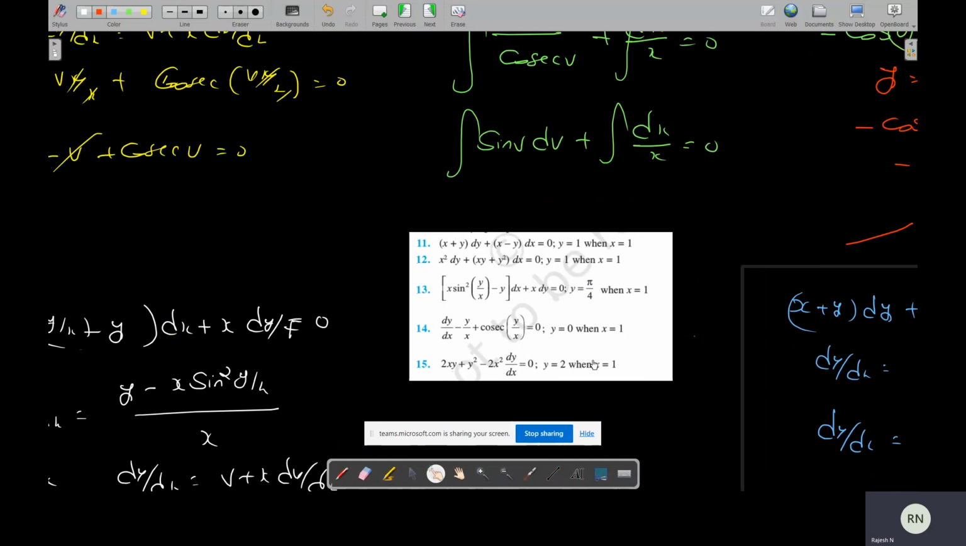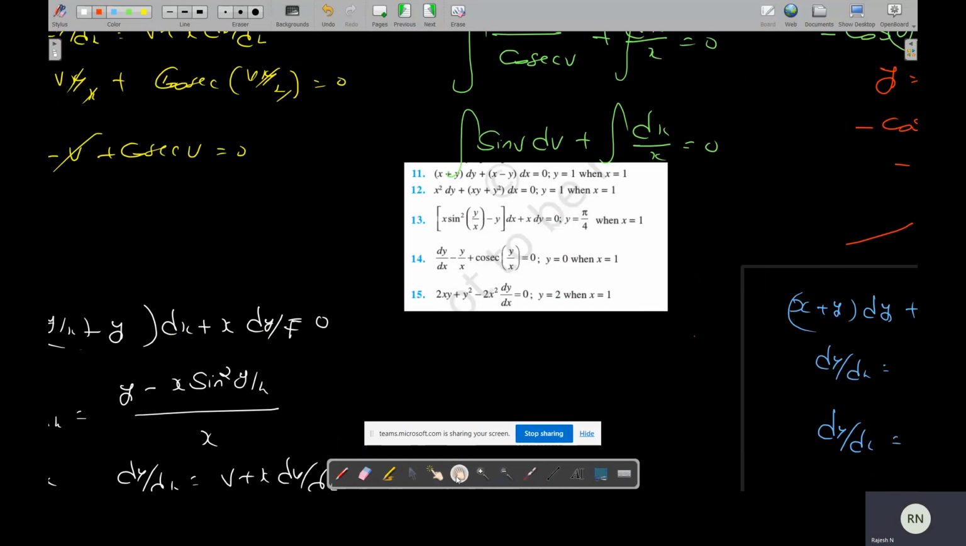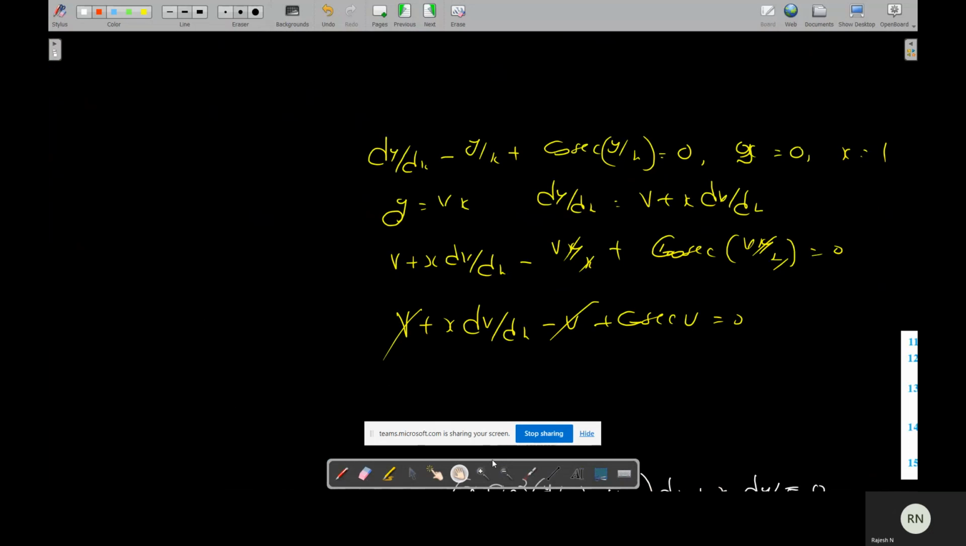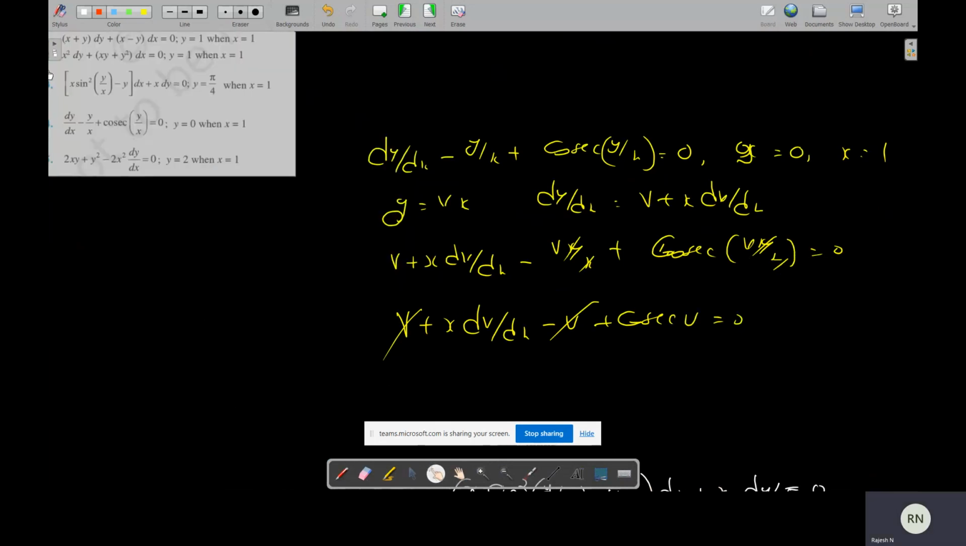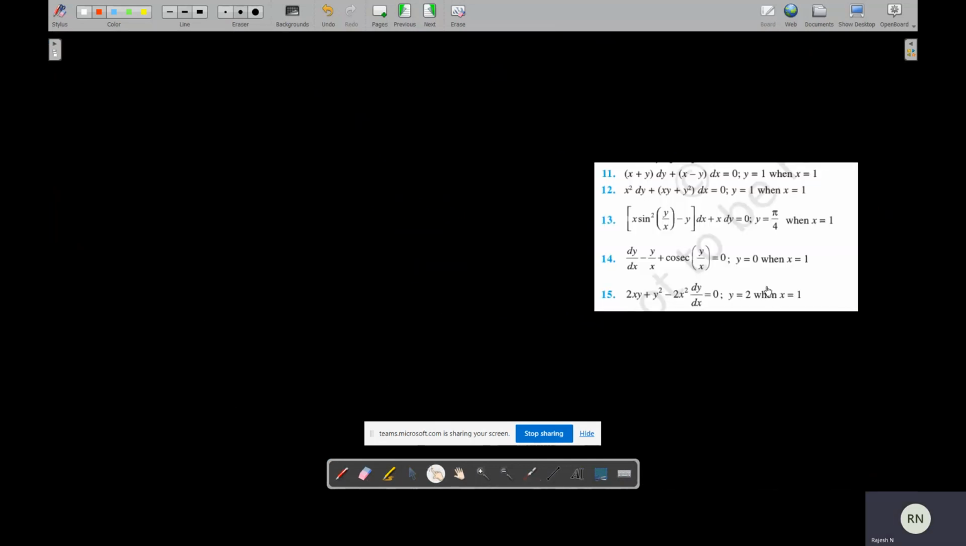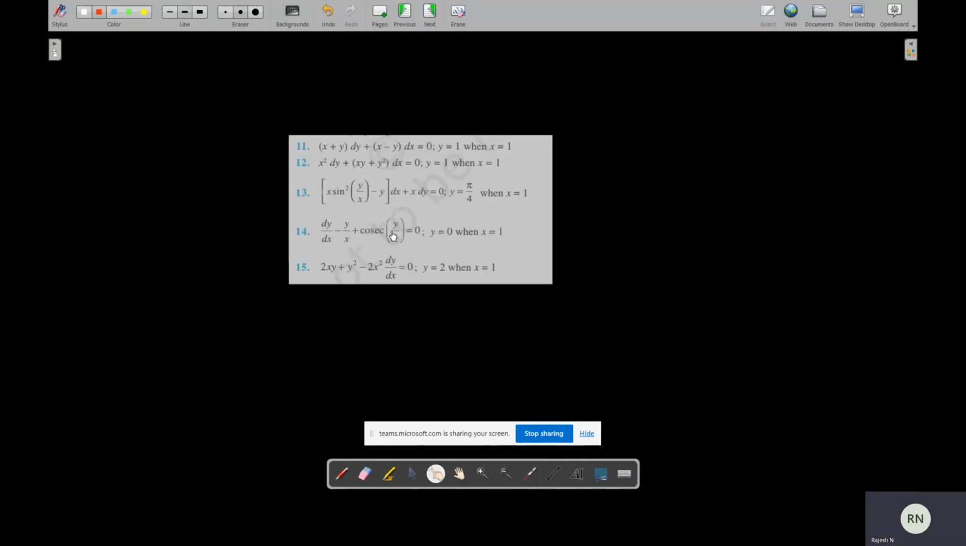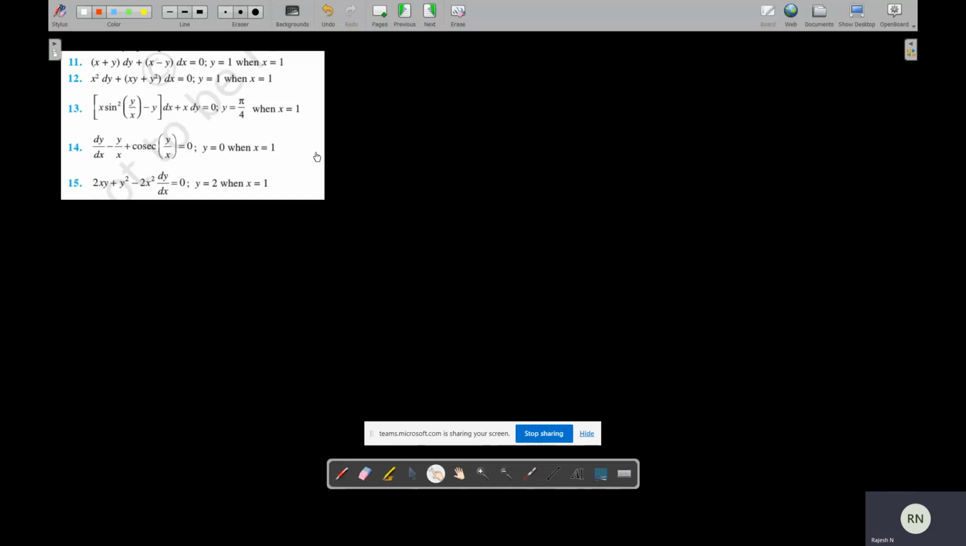So this is the way we are doing this. And the last question is: 2xy plus y squared minus 2x squared into dy by dx is equal to 0, y is equal to 2, x is equal to 1. So what is dy by dx?